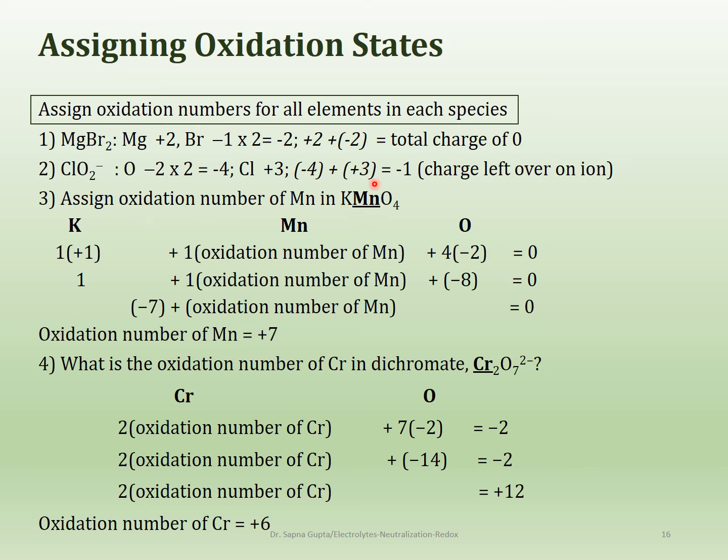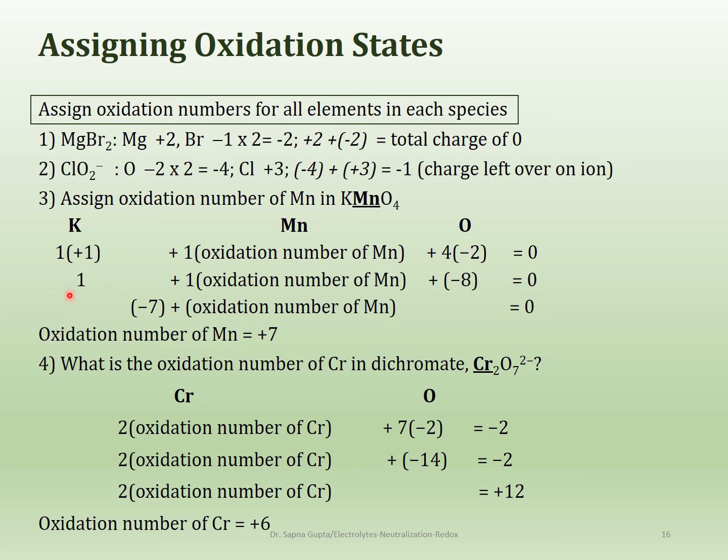Assigning oxidation number for manganese in this one. So here's another approach for doing this. You have 1 potassium, which is +1. You have 1 manganese, whose oxidation number is what we're trying to figure out. And you have 4 oxygens, which are -2. That is all coming from the formula, and -2 is coming from the group number. So oxygen is -2.